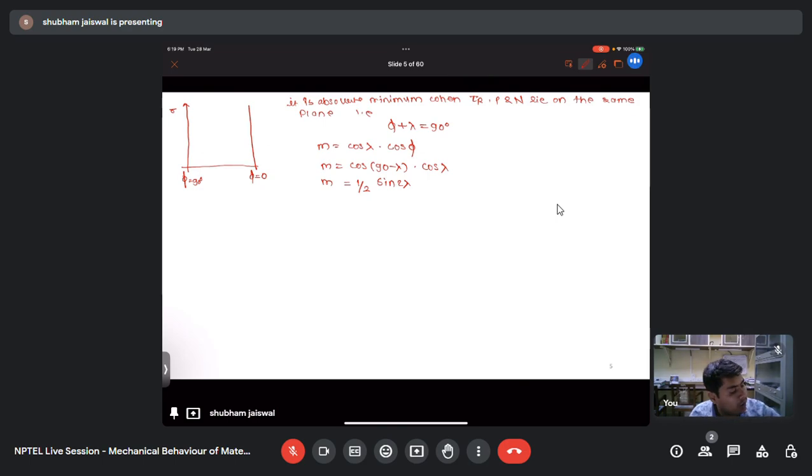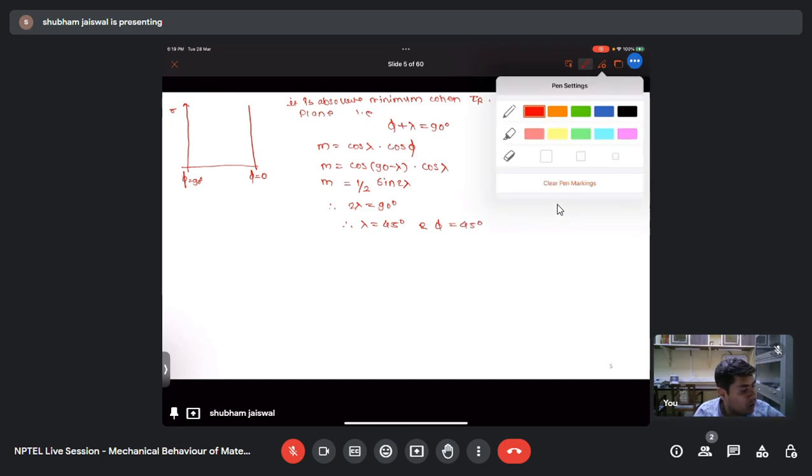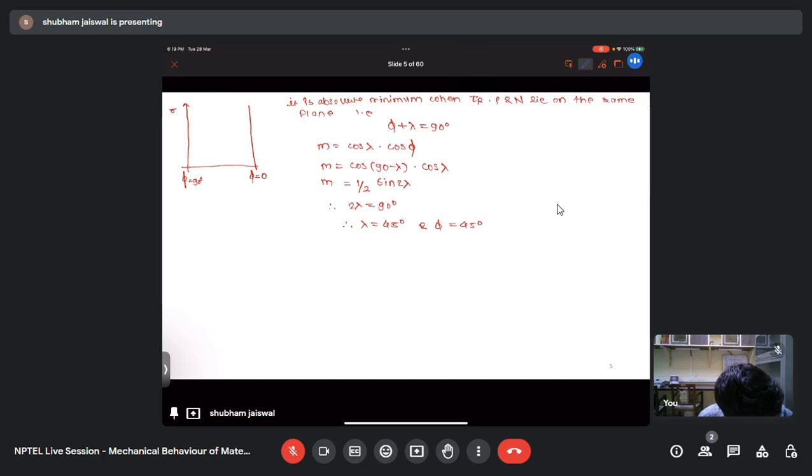Sine will be maximum at 90 degree. So 2 lambda equals 90 degree. Therefore, lambda equals 45 degree and phi is also 45 degree. So in the experimental results, what they have seen is that at 45 degree, the stress is decreasing, and at an angle of 45 degree, it is minimum.